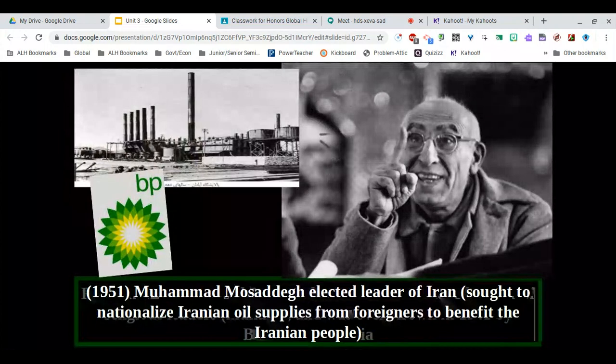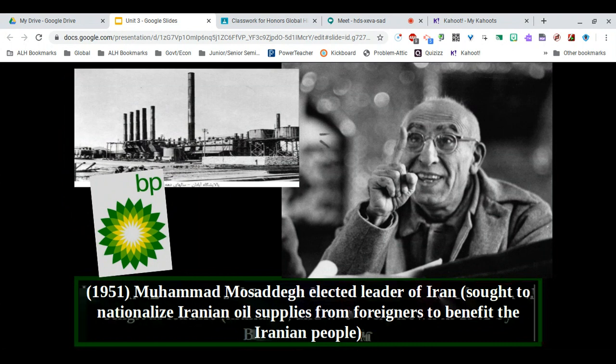In 1951, you have Mohammad Mossadegh, who becomes the elected leader of Iran. And here comes that term nationalize again, because his big focus was nationalizing the Iranian oil supplies from foreigners so that they would exclusively benefit the Iranian people. Now, remember, when we think of the term nationalize, we want to think about the fact that now the country itself is going to own that commodity or own that business.